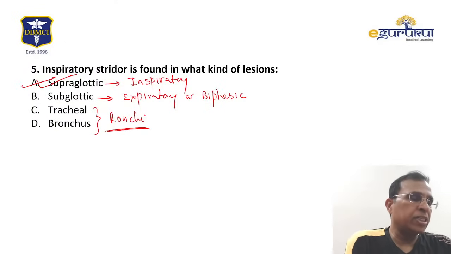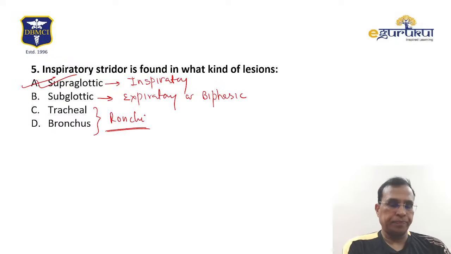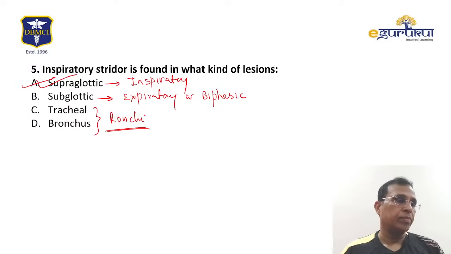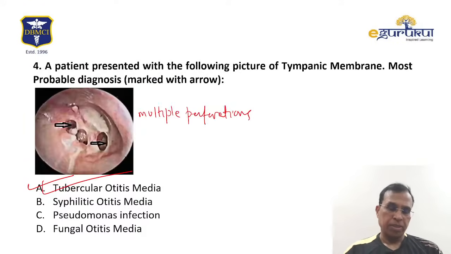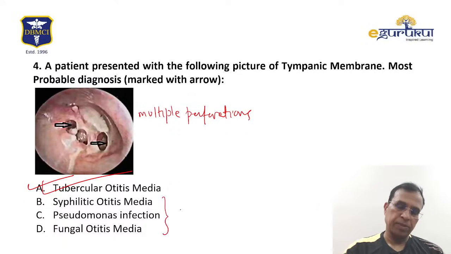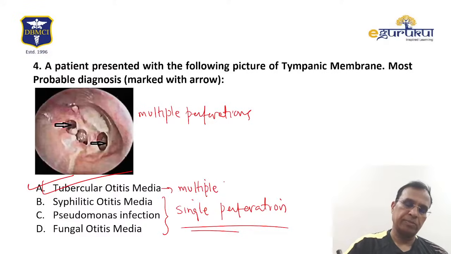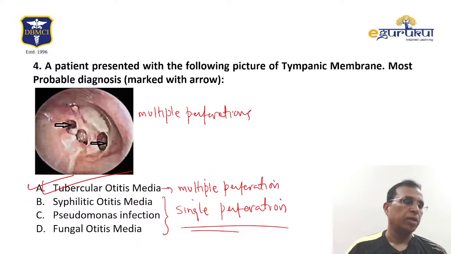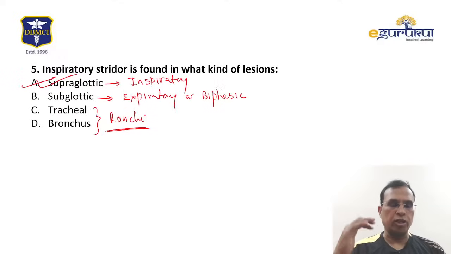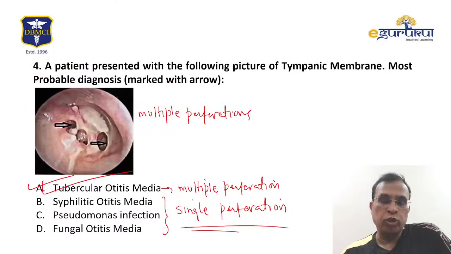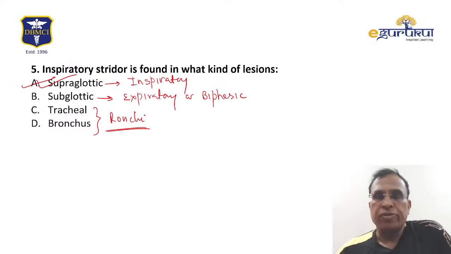Ritika, are you asking for the presentation of which one? Ritika, kindly explain other presentations also. If you are asking for this one, I've already written. If you are asking about this one, they will all cause a single perforation. This causes multiple perforation. So in the previous question, all others will cause single perforation, only tuberculosis will cause multiple perforation. That's how you can differentiate tuberculosis from any other middle ear infections.